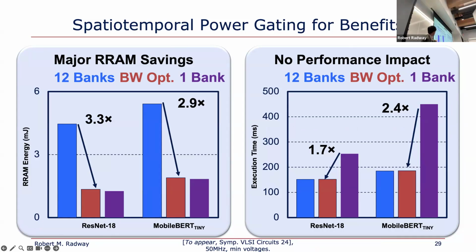Going from always having all 12 banks on to our bandwidth optimized mode, we had a reduction of 2.9 to 3.3x in energy. The naive solution would be to always use the minimal 1x bandwidth mode, but that means you're bandwidth starved for some of the layers that need higher memory bandwidth. That would actually have a 1.7 to 2.4x slowdown compared to this bandwidth optimized mode. So really it is the EDP optimal solution. We're not sacrificing performance for energy. We're at the peak performance and the highest energy efficiency.